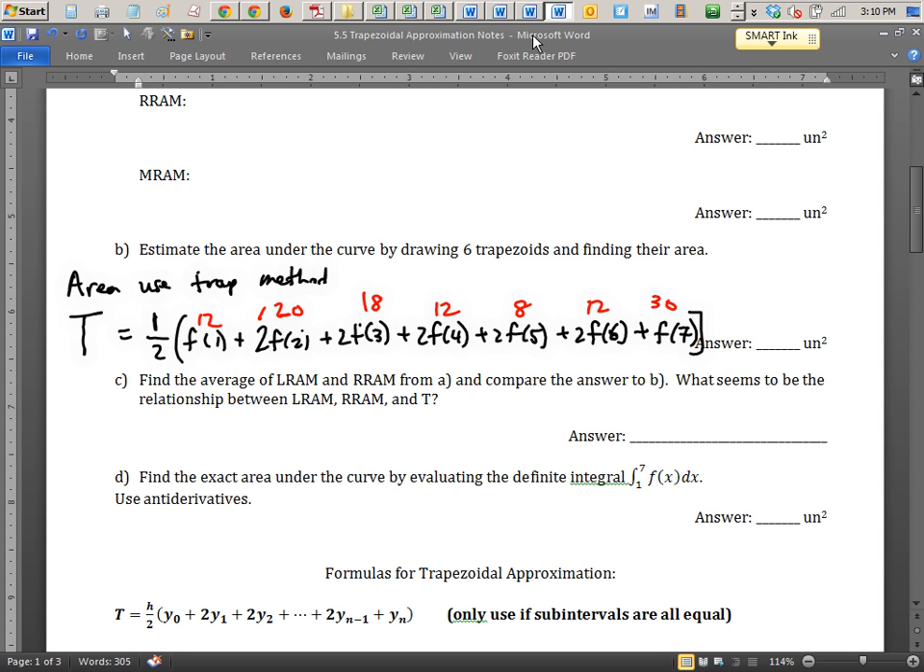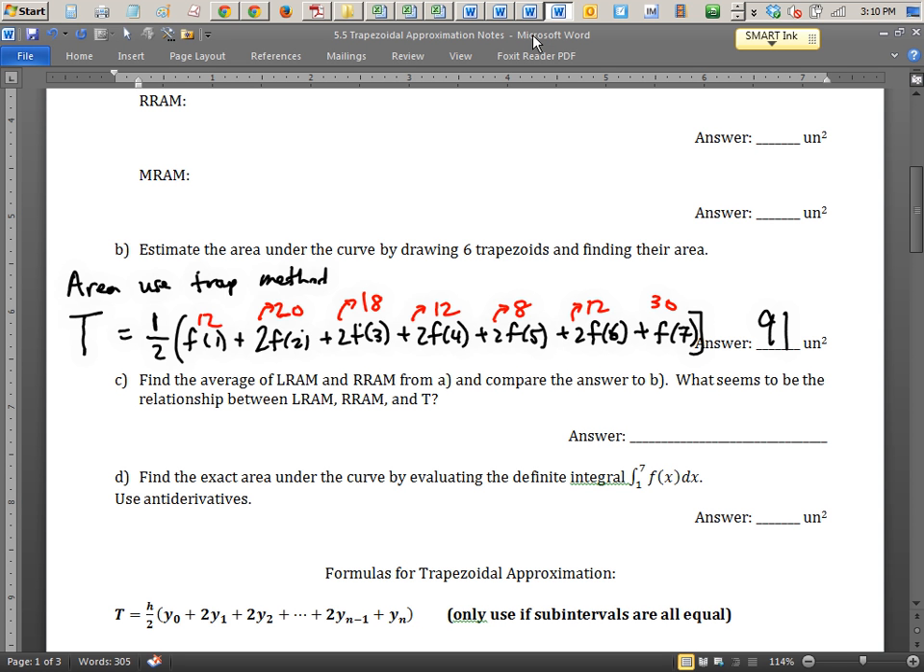Notice that each of these is getting doubled, except the first and last ones. Alright, so the answer turns out to be 90. Interesting. 90. Where have we seen 90? I'm sorry, it comes out to 91. Where have we seen 91 earlier in this lesson?